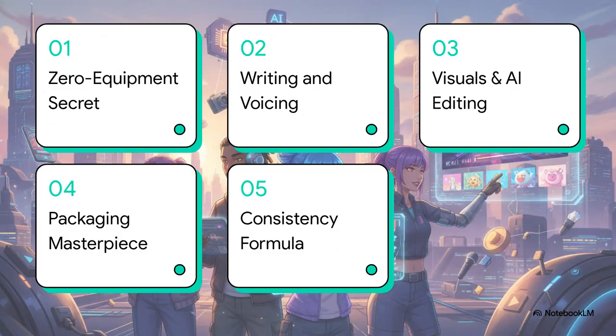So, here is our quick roadmap for today's explainer. First, the zero equipment viral secret. Second, writing and voicing content. Third, visuals and AI editing. Fourth, packaging your masterpiece. And finally, number 5, the consistency formula.